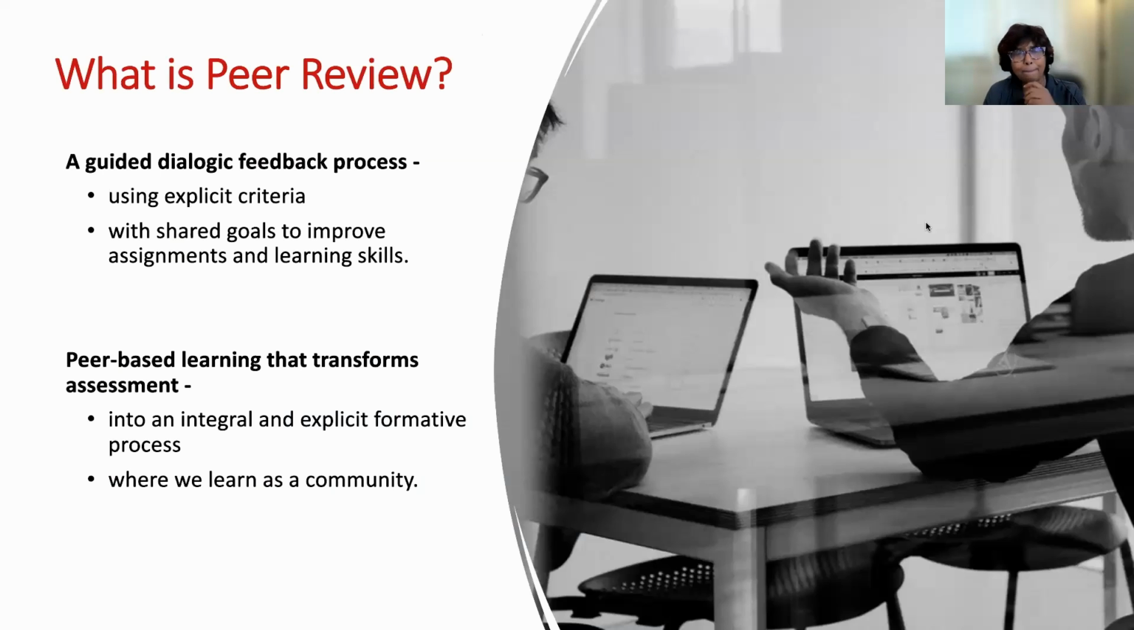So here's a definition: a guided dialogic feedback process, and we'll really talk about that guided part, which is critical. Explicit criteria and a very explicit and shared goal. Why are we doing this? And how are we going to do this? What is the ultimate outcome we want from it? And that is very much part of the setup process for peer review. Another way to understand peer review is that it transforms assessment into something that is an explicit formative process that's integral to learning.